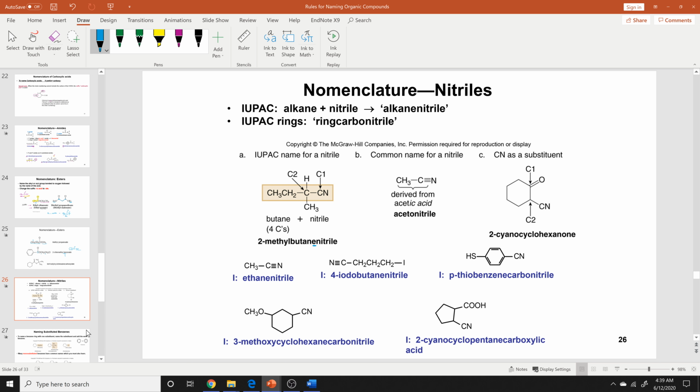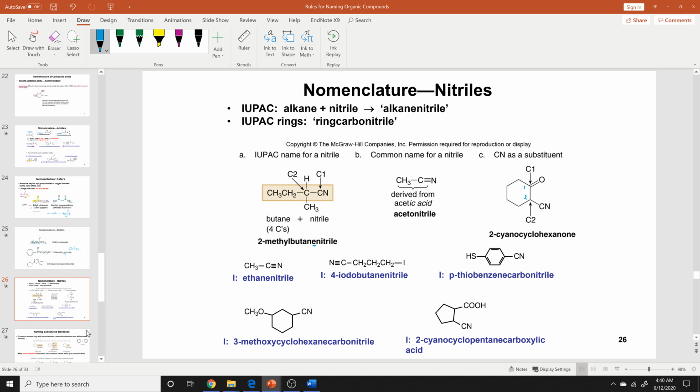Now I can either name it this way or I can name it as a substituent. If it is a substituent, it should occur with a group that is at a higher priority than it. For example, a ketone is a higher priority than the cyanide. So the cyanide is going to be a substituent. In this case, we're going to give it the lowest number after the carbonyl. So the carbonyl is going to be 1. This is going to be carbon number 2, and that can be included in the name. So it's going to be 2-cyano in this case, a substituent.